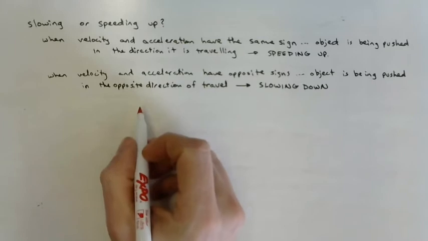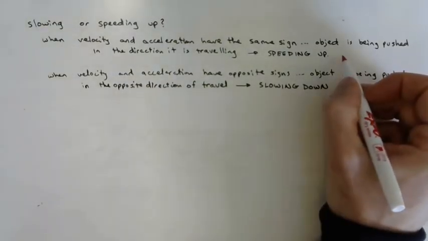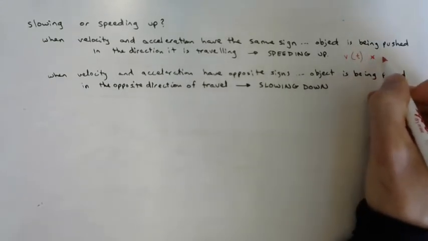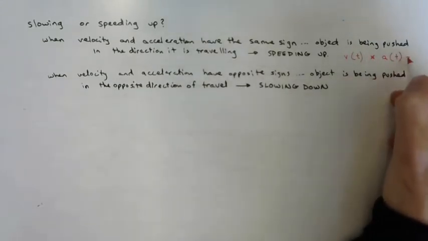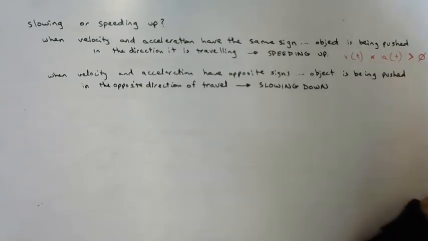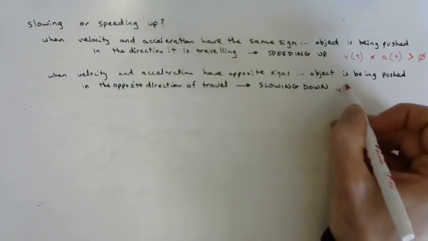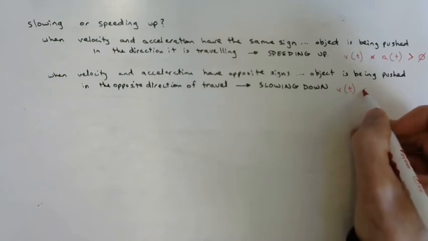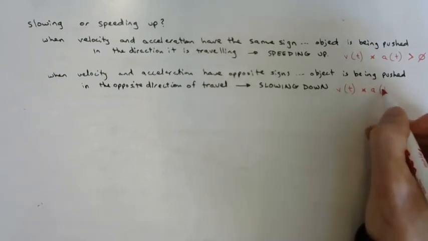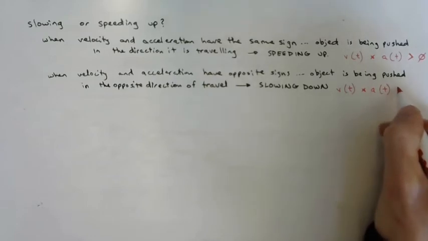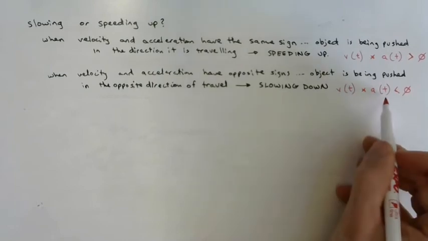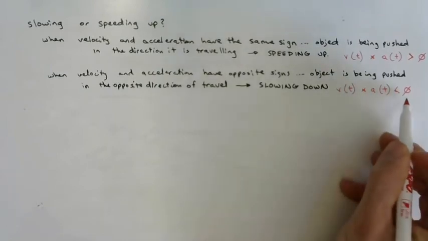Translation on this. Speeding up is if v of t times a of t is positive, greater than 0. Slowing down is if you take the value of the velocity function at a particular time and multiply it by the value of the acceleration function at that time, and that would be negative. They're fighting against each other. It's a positive times a negative or a negative times a positive. Then it's slowing down.